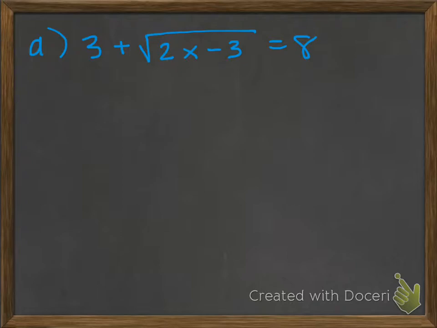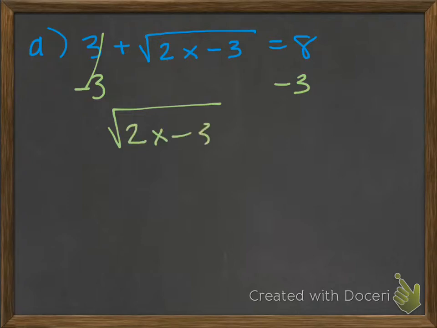So letter A, the first thing that we need to do is isolate the radical as much as possible. So if I need the radical to stand alone, that means I need to get rid of that 3. And to move the 3 to the other side, we subtract. So I'm going to subtract 3 from both sides. And I'm left with the square root of 2x minus 3 equals 5.